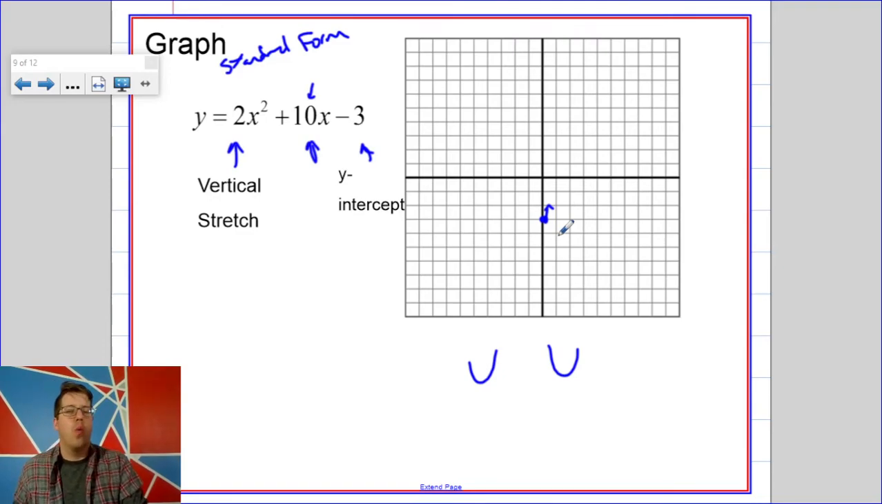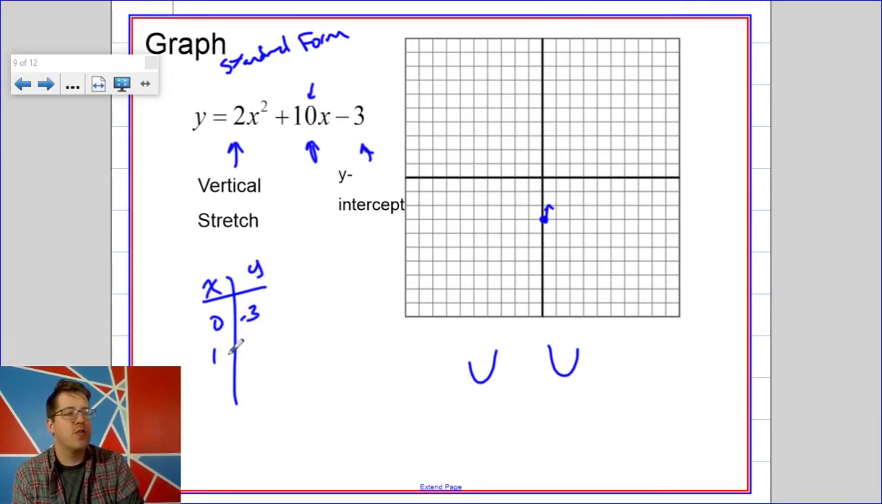Speaking of, we could take that approach. If you just love plugging in x values and y values, well, just go ahead and plug in 1 and 2 and 3 and 4 and so on. So if we plug in 1, we get 2 plus 10 minus 3. That's 9? I think so.